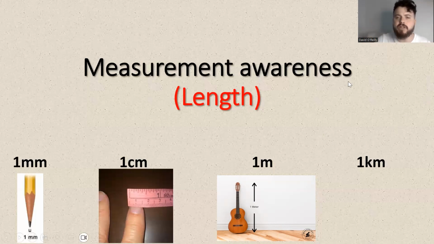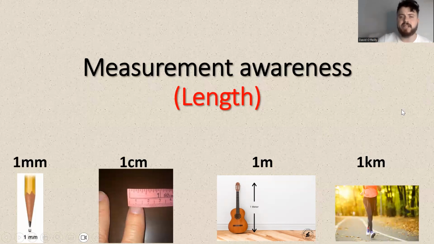And finally, we've got 1 kilometer. 1 kilometer, listen to this one very carefully. 1 kilometer is about the length or the distance of a 10-minute walk. So imagine walking for 10 minutes. Maybe put a marker down where you start. Walk for 10 minutes. Stop. Put another marker down. That's 1 kilometer. So, quite a large distance.